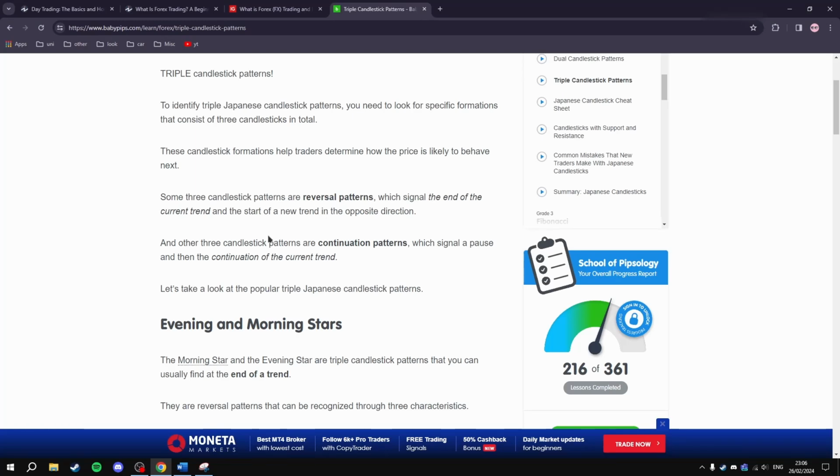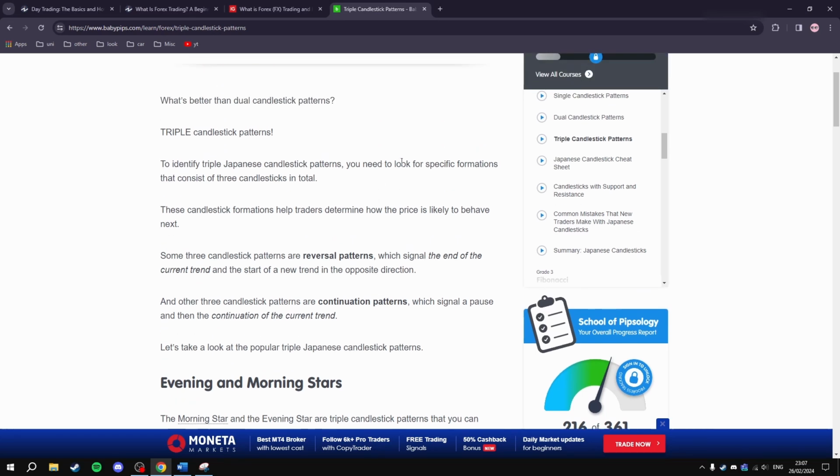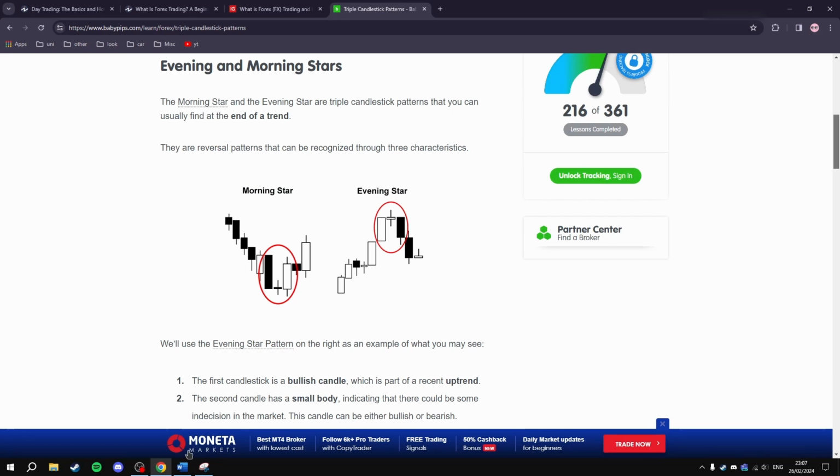Some three candlestick patterns are reversal patterns, which signal the end of a current trend and the start of a new trend in the opposite direction, and other three candlestick patterns are continuation patterns, which signal a pause and then continuation of the current trend. Let's take a look at the popular triple Japanese candlestick patterns. Evening and morning stars.